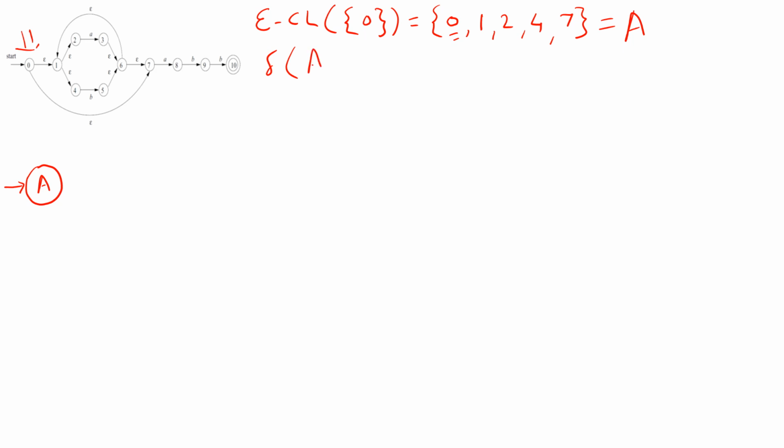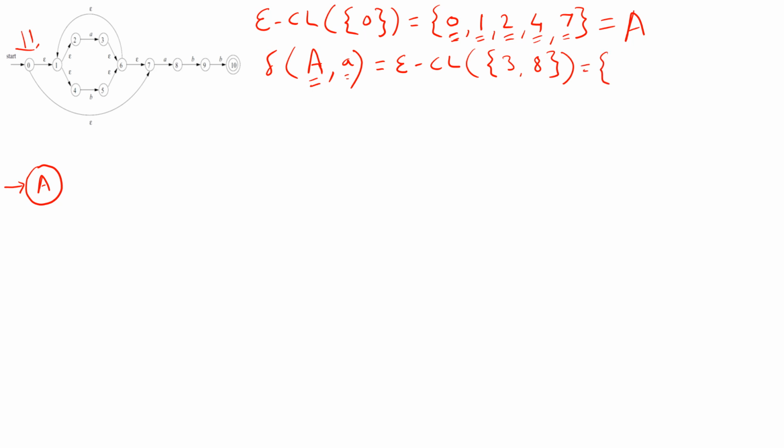Now we calculate the delta transition on state A. So we wish to know on state A, on input symbol A, where do I go? For that I'll calculate epsilon closure again, right? So epsilon closure of what? We check in state A the transition on input alphabet A. 0A, nothing. 1A, nothing. 2A, 3. So we write 3. 4A, nothing. 7A, 8. So this is epsilon closure of 3, 8.